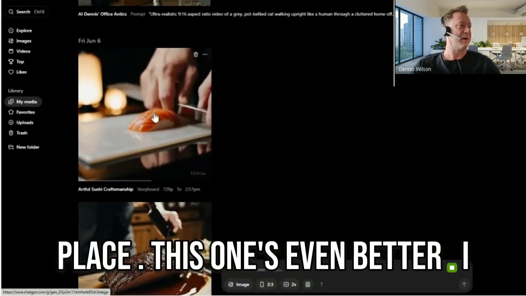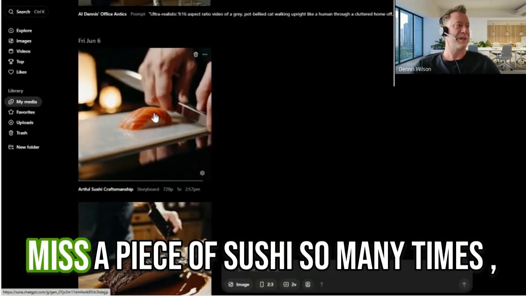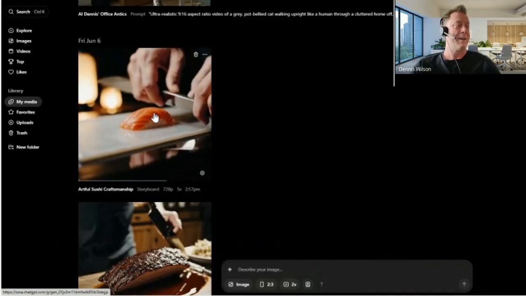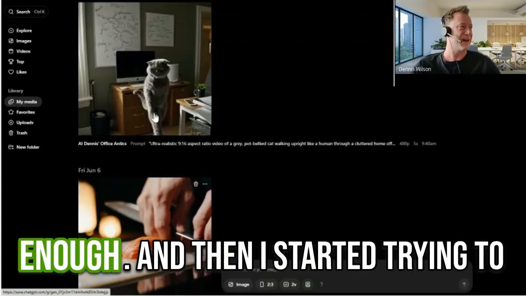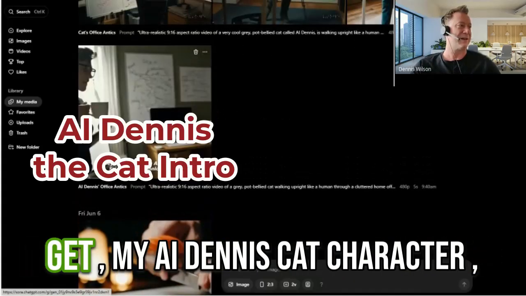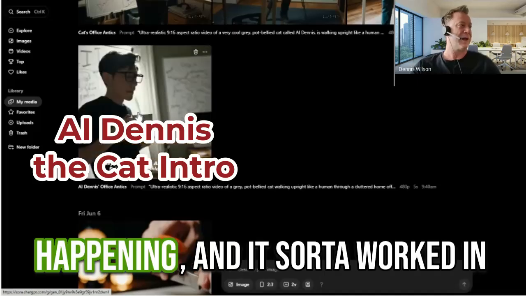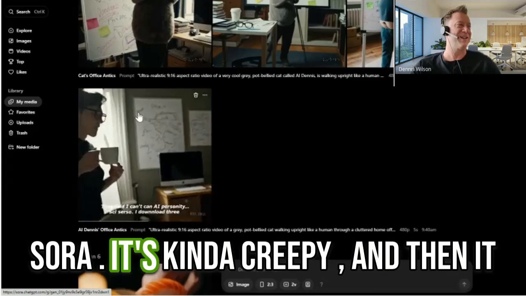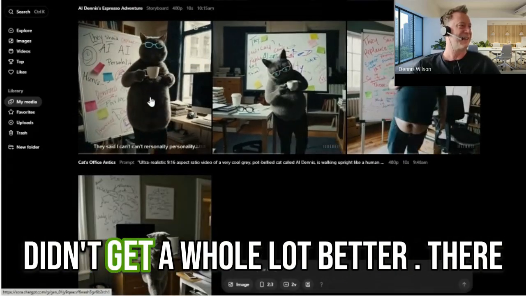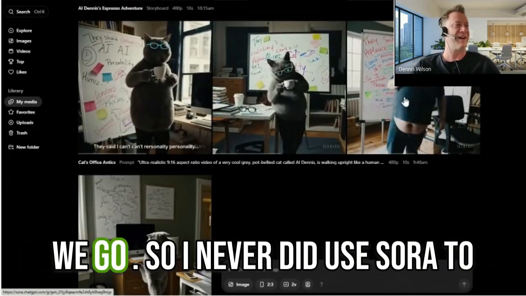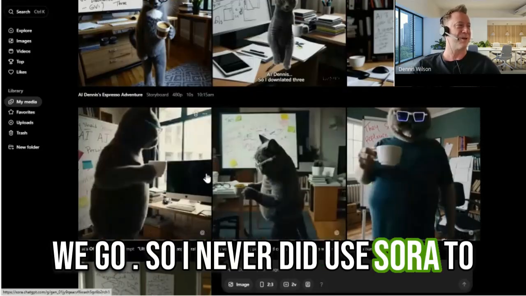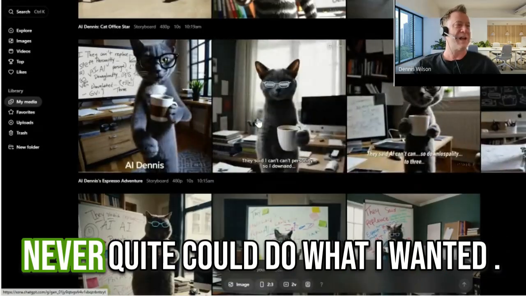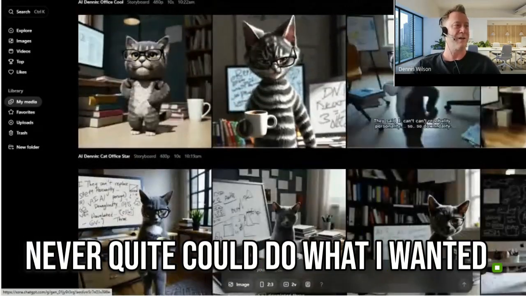This one's even better. I didn't know that you could miss a piece of sushi so many times, and I'm not sure why he's holding the blade and cutting with the handle, but I guess I probably wasn't specific enough. And then I started trying to get my AI Dennis cat character happening, and it sort of worked in Sora, but it was kind of creepy. And then it didn't get a whole lot better. There we go. So I never did use Sora to actually create any of the videos, if any of them on LinkedIn. It just never quite could do what I wanted.